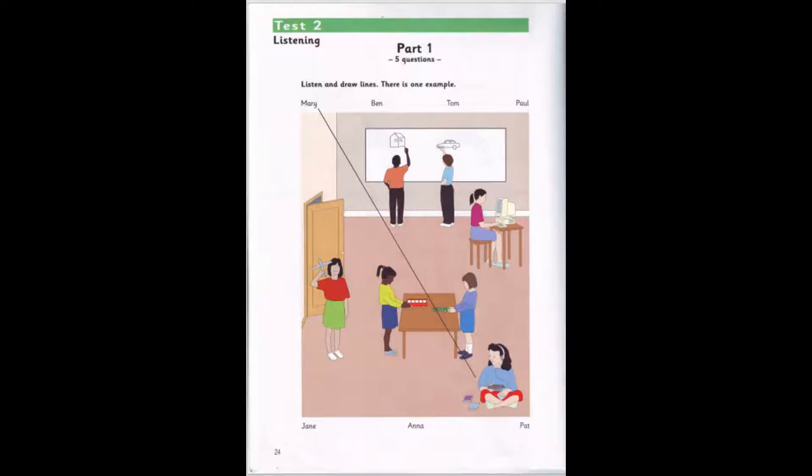3. I'm looking for Paul. Can you see him? What's he wearing today? Black trousers, I think. Oh, yes. He's standing at the board. I see. He's drawing a house.